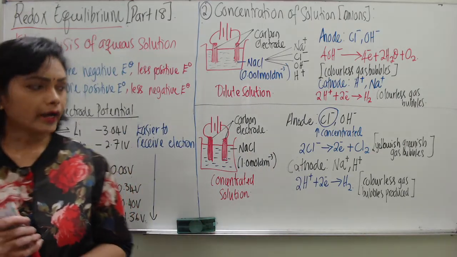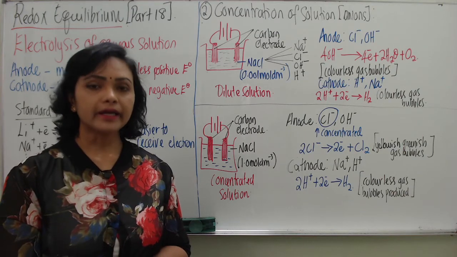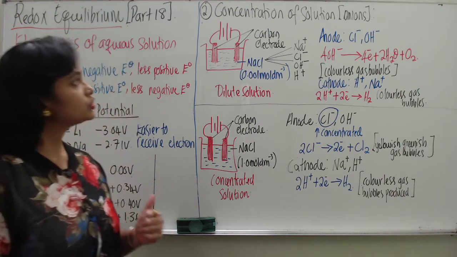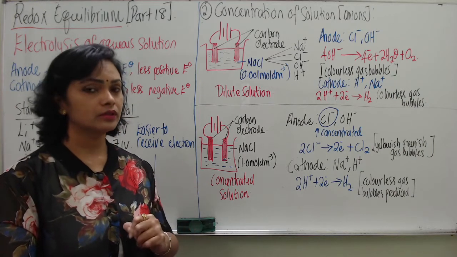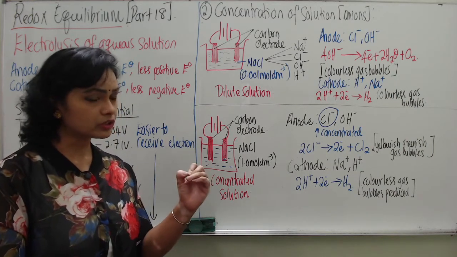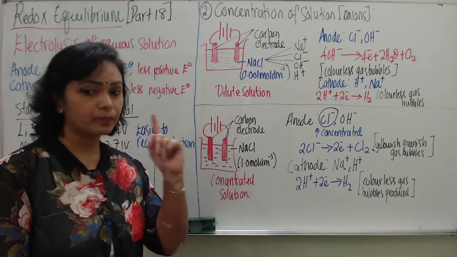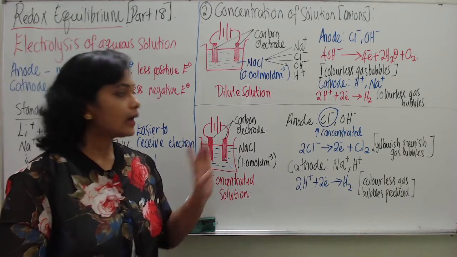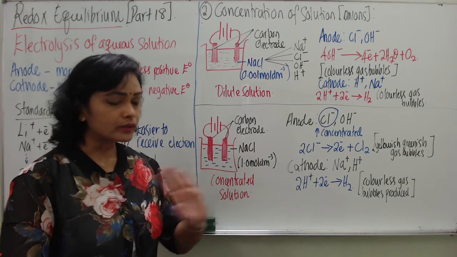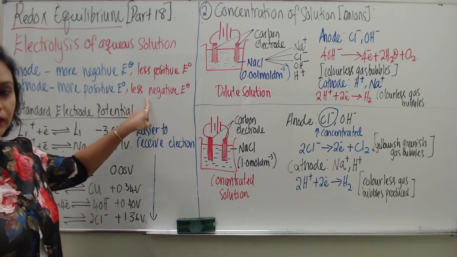Okay, so I hope students can understand what teacher has mentioned in the second factor, which is concentration of solution, especially anions. So the concentration of anions affects the product at anode, please remember that. That is the reason why teacher wrote anions. For cations, nothing will happen, cations will basically follow this rule.